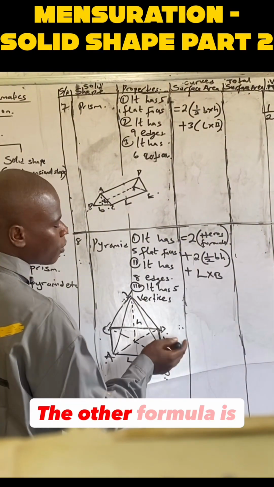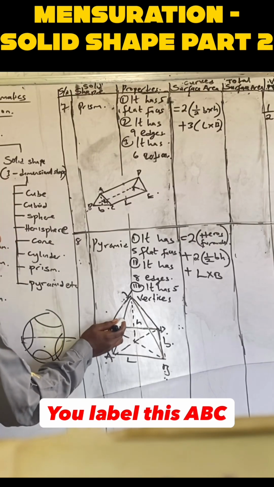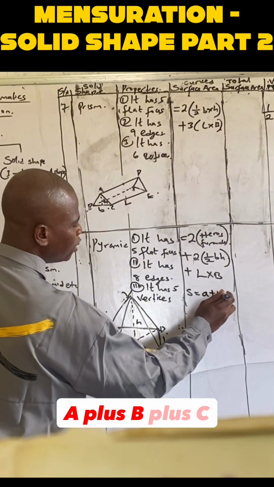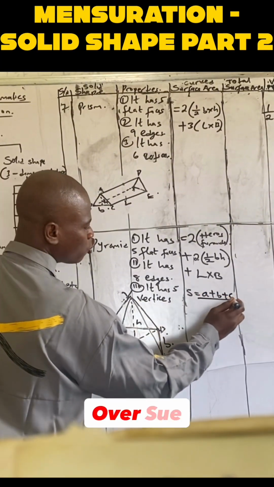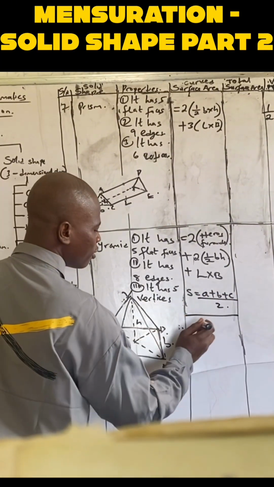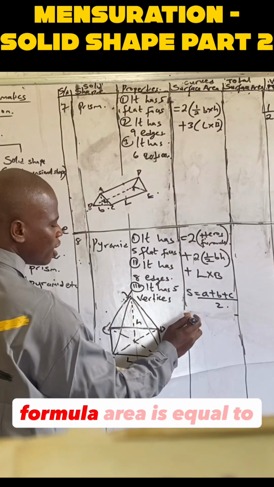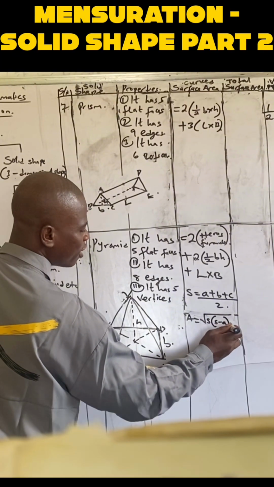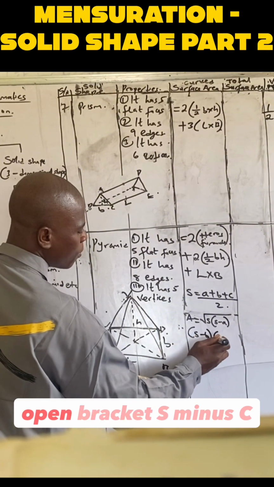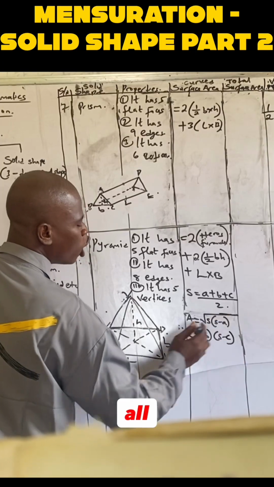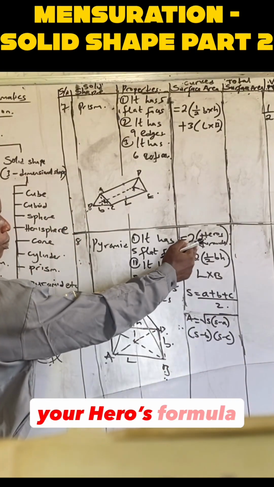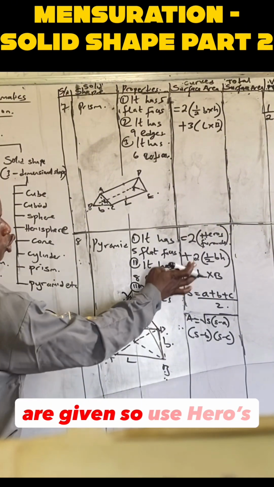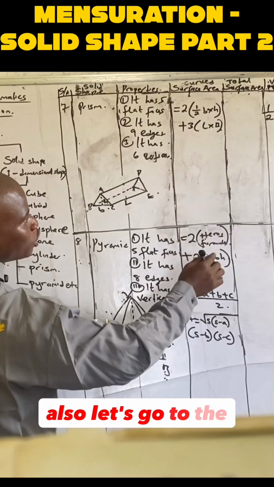So what is Hero's formula? Label the sides A, B, C. First get S. S is equal to A plus B plus C over 2. Then use this for the area. Area is equal to the square root of S times (S minus A) times (S minus B) times (S minus C), with the square root covering all of them. Use Hero's formula anytime all the sides of a triangle are given.